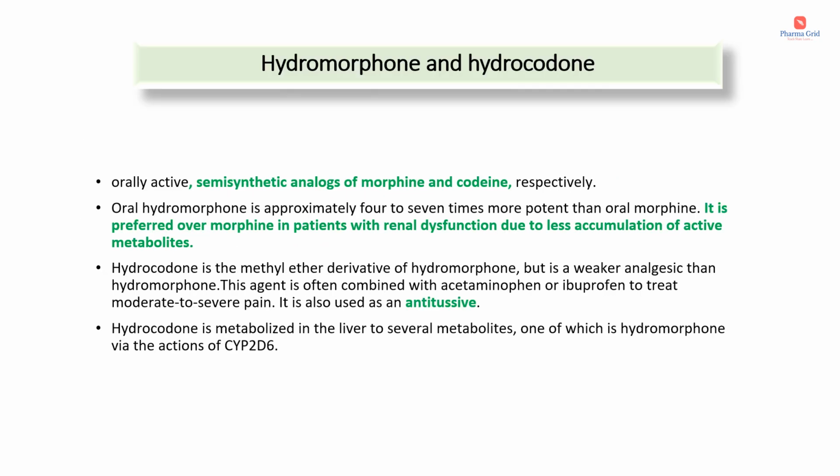Hydromorphone and hydrocodone. These drugs are orally active, semi-synthetic analogues of morphine and codeine respectively. Oral hydromorphone is approximately 4 to 7 times more potent than oral morphine. It is preferred over morphine in patients with renal dysfunction due to less accumulation of active metabolites. Hydrocodone is a methyl ether derivative of hydromorphone but is a weaker analgesic than hydromorphone. This agent is often combined with acetaminophen or ibuprofen to treat moderate to severe pain. It is also used as an antitussive. Hydrocodone is metabolized in the liver to several metabolites, one of which is hydromorphone via the actions of CYP2D6.